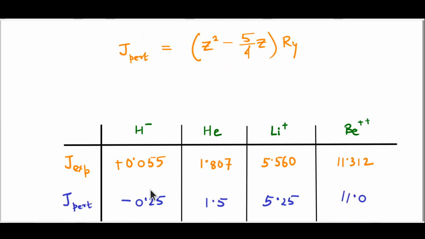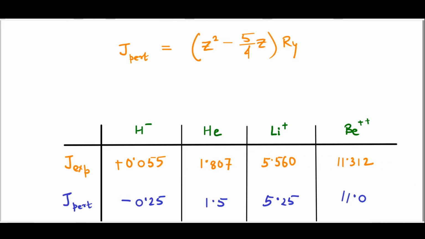So notice that the experimental values are given up here. These are all in Rydberg units. And the perturbation theoretical values are given below. And the perturbation theoretical values are all smaller than the actual experimental values. In fact, the H minus result is rather bad because it even gets the sign wrong.